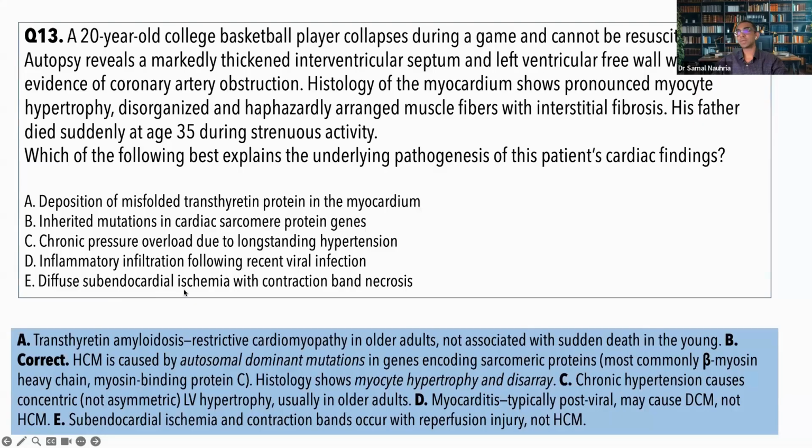Option E says diffuse subendocardial ischemia with contraction band necrosis. Contraction band necrosis is a feature of reperfusion injury. You remember, we did mention this in one of our previous lectures. Reperfusion injury: when you reperfuse, when you thrombolyze a clot, right? You dissolve a clot, you use some thrombolytic drugs, remove the clot, restore the blood flow. When you restore the blood flow, the patient already had ischemia, and probably some of the cells had started dying and infarction would have started. Patient came to you and you thrombolyze. You want to remove the clot and restore the blood flow, isn't it?